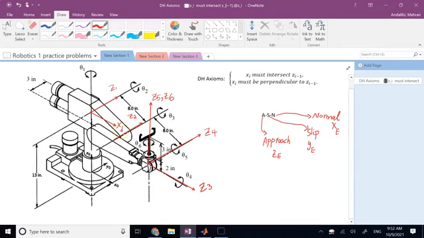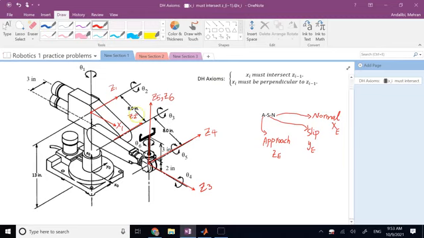If you remember from DH, we use 4 parameters to go from each frame to the next frame, or describe the position and orientation of one frame with respect to the previous one. And we call them theta, d, a, and alpha. Theta is the angle of the joint. Then we have d, which is called offset. Then we have a, which is the length of the link. And then we have alpha, which is the twist angle.